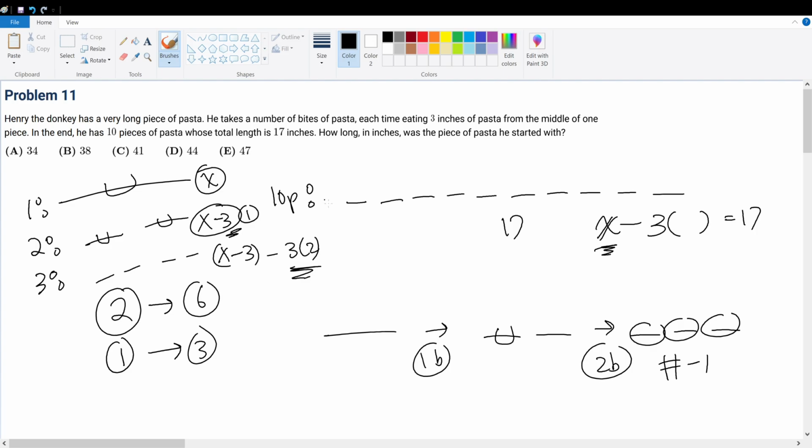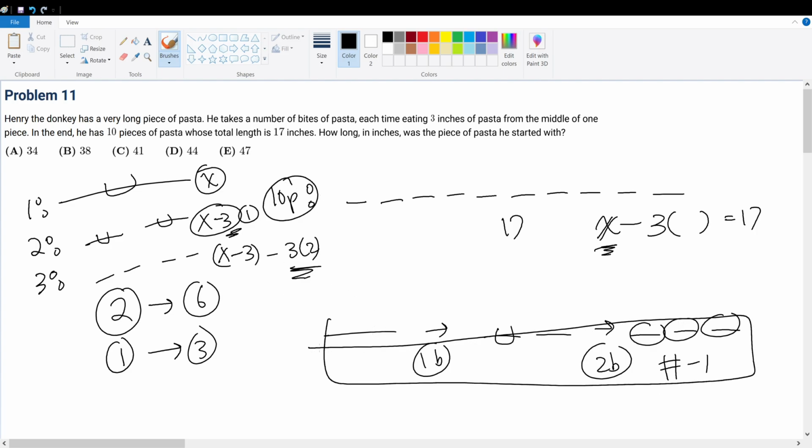So if we have 10 total pieces, then from this pattern, we know that there must be 10 minus 1 bites. So 3 times 9 goes here. And since x minus that must equal 17, we solve for our answer, which is 17 plus 27, which gives you 44, which is answer choice D.